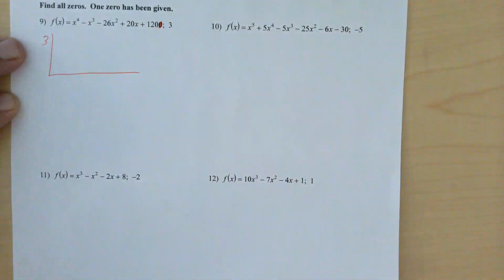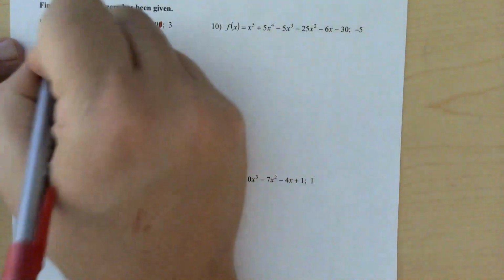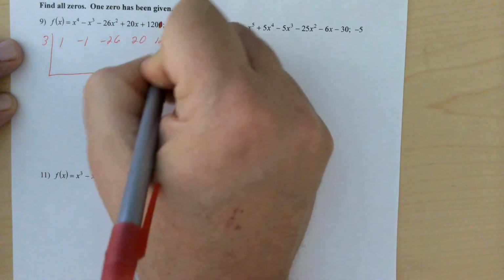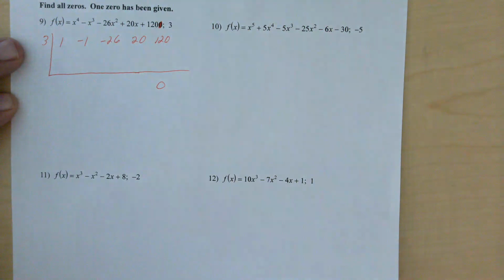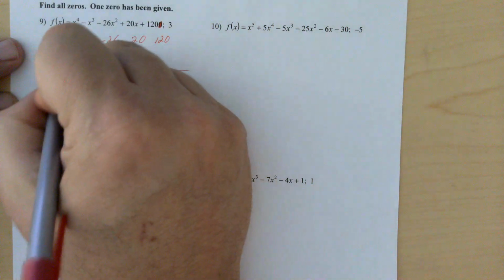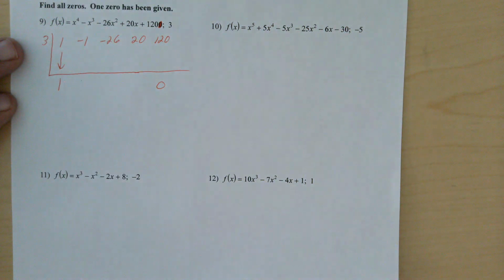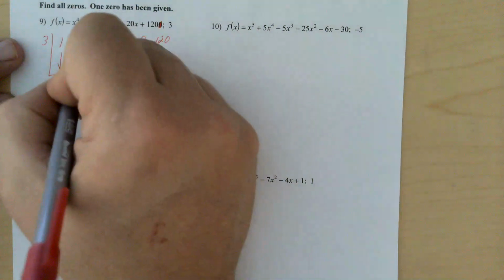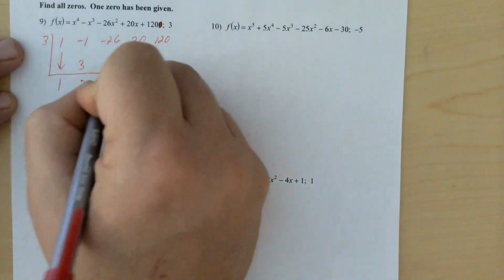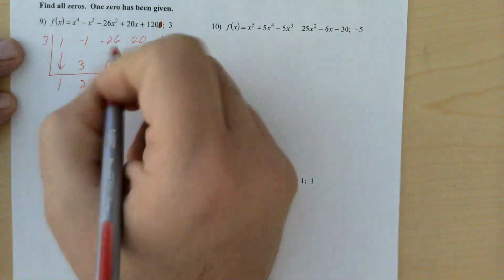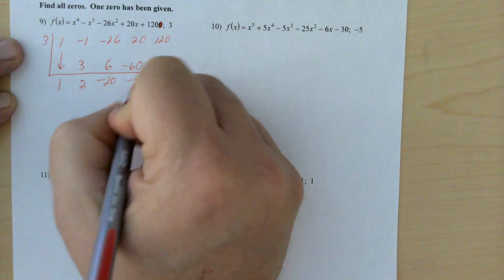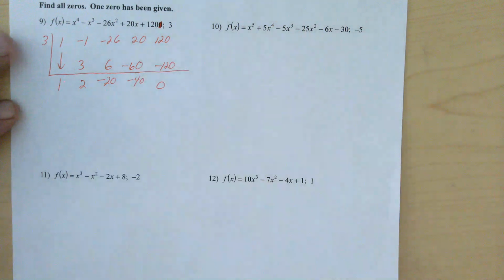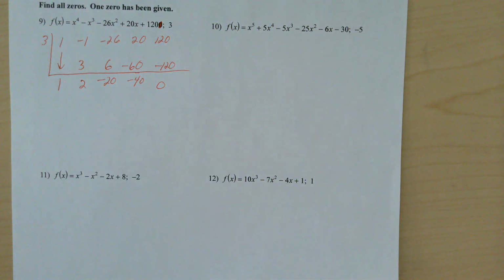You were supposed to cross out this 0, so it's 120. You had to fix that. 1, negative 1, negative 26, 20, and 120. Like I said, we must get a 0 or you made a mistake. Always bring down that first number. Make sure that first number gets written below your box. You multiply, you add, you multiply, you add, you get negative 40. When I multiply, I get negative 120, which I can feel good about because I get 0.